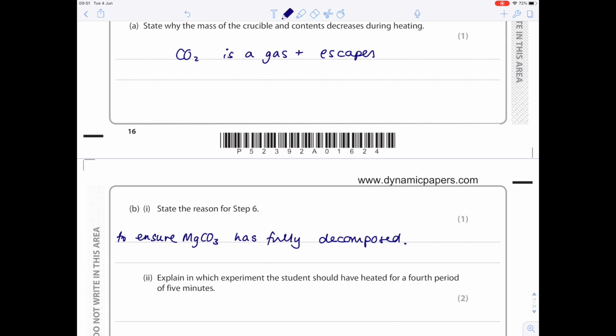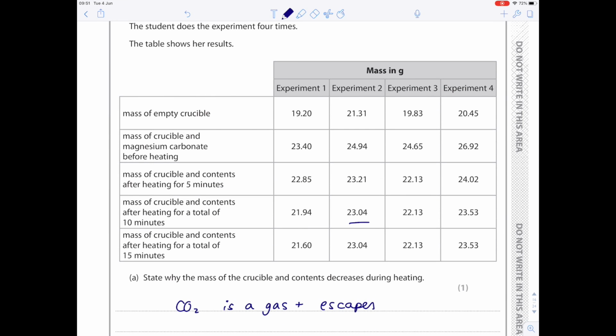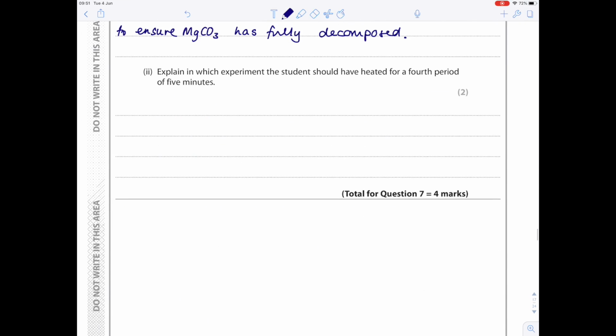Explain which experiment the student have heated for a fourth period of 5 minutes. Yeah, okay, so look, these are the same, so that's worked really well. In experiment 1, we can see that the mass is still decreasing, so they haven't fully decomposed that magnesium carbonate. So that's experiment 1. Why? Because the mass is not constant.